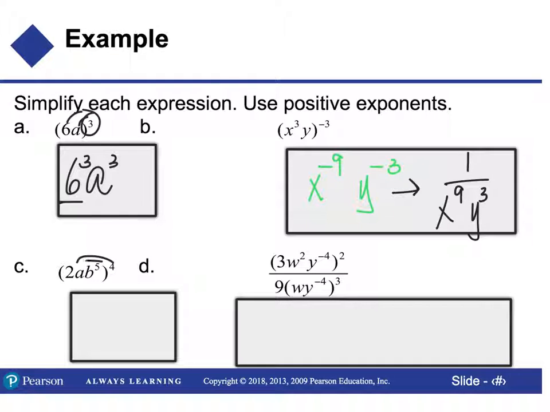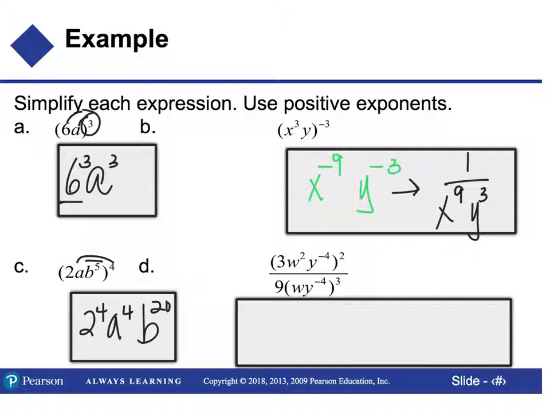This power of 4 belongs to everybody, so we've got 2 to the 4th, a to the 4th, and b to the 20th. That is b to the 5th times b to the 5th times b to the 5th times b to the 5th, or b to the 20th. And we can clean that up to be 16.